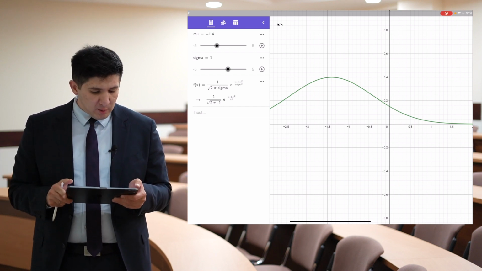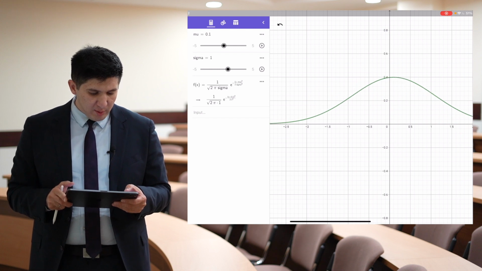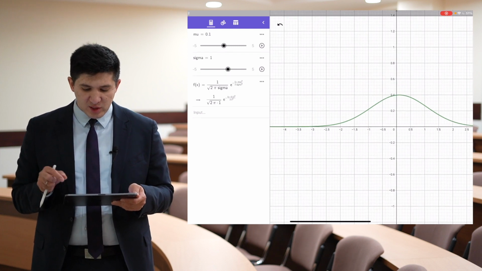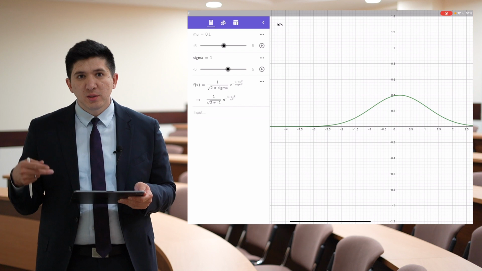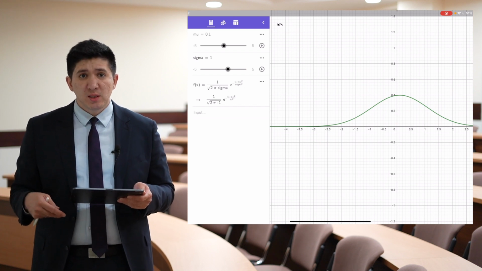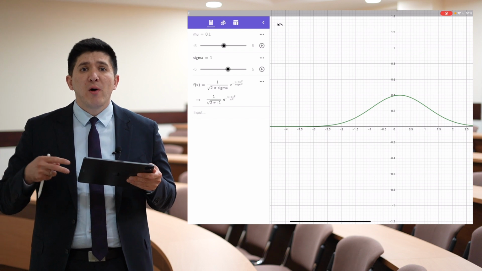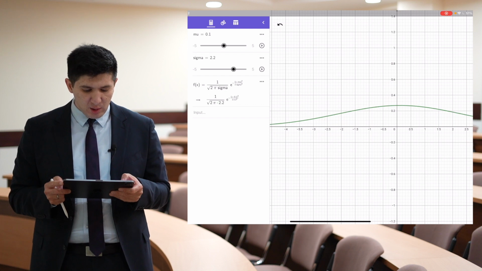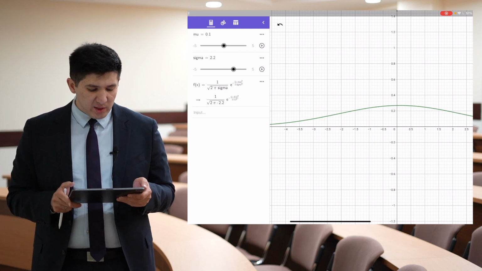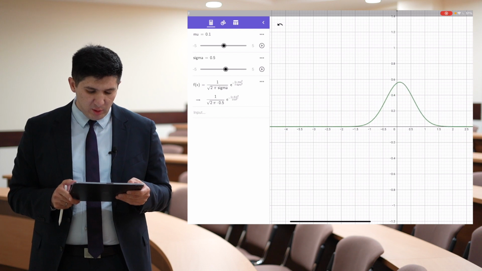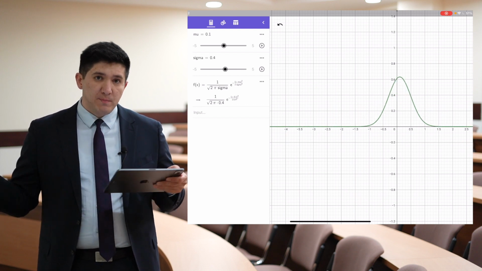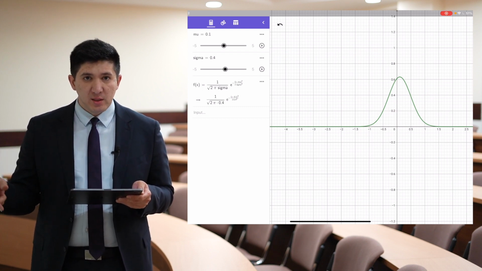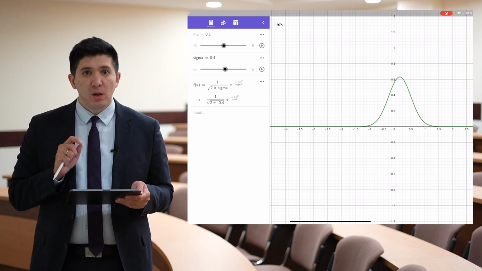Rather, if I set the mean to 0 and play with the sigma, the standard deviation is given to be equal to 1. What do you think happens to the shape if I increase the standard deviation? Increasing the standard deviation means that the points are going to be farther away from the mean in general. If I increase the standard deviation, you can see that the curve is going to be more flat. And if I decrease the standard deviation, like to 0.5, for example, it is going to be a little bit sharper. So this is how the mean and the standard deviation change the shape of this curve.